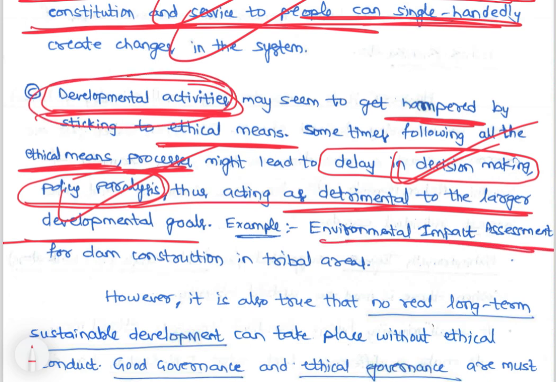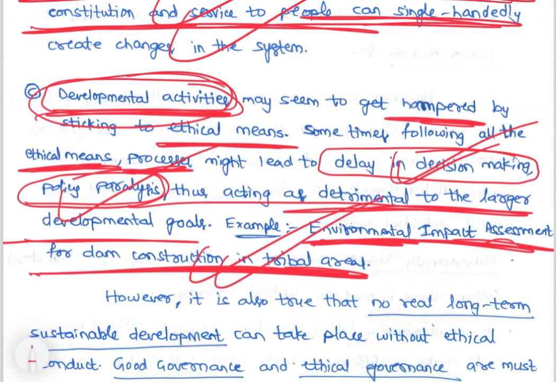Example, environment impact assessment for dam construction in tribal areas. Environment impact assessment is necessary. It is ethical because we must know the opinion of tribal people also. People over there, we need to get the assessment from the Gram Sabha, which is ethical. The Act also says the same, right? However, it will take time. Environment impact assessment for dam construction takes time, which is detrimental to developmental activities.